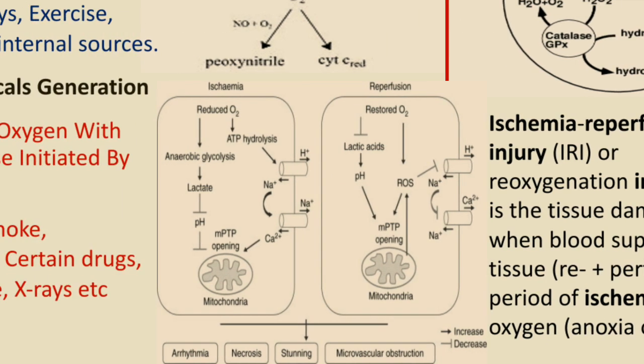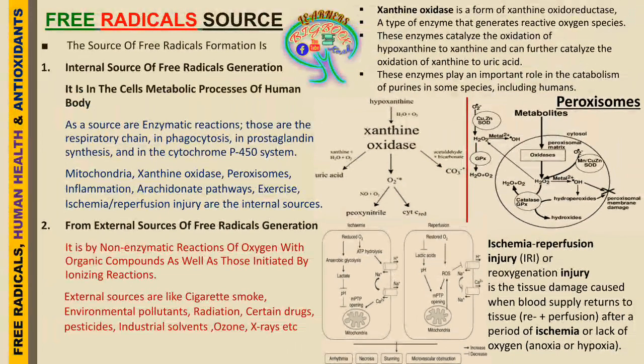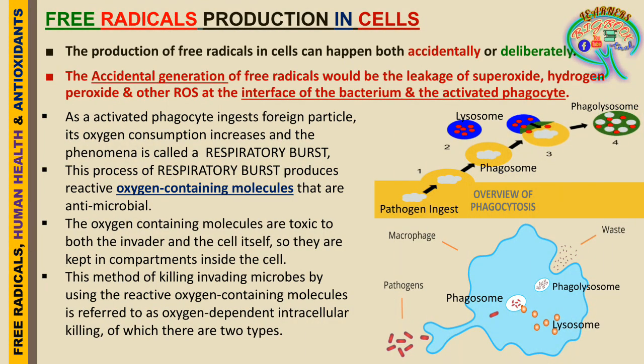These are the metabolic functions where we are seeing the formation of free radicals, which become the source for free radical formation within the cells. Now, when you consider the internal sources, these internal sources generate free radicals either accidentally or deliberately. First we will discuss the accidental kind of free radical generation. That happens at the interface of the bacterium and the activated phagocyte.